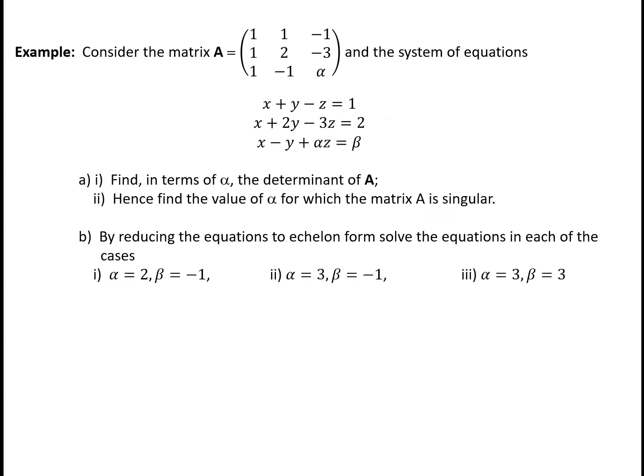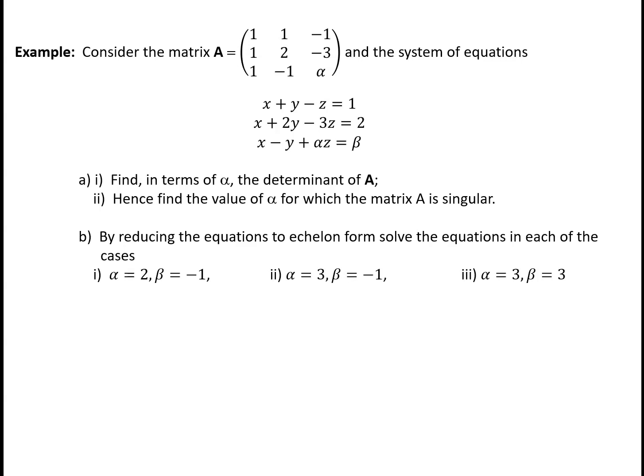So as an example, consider the matrix A, which is (1, 1, minus 1), (1, 2, minus 3), (1, minus 1, alpha), and the system of equations x plus y minus z equals 1, x plus 2y minus 3z equals 2, x minus y plus alpha z equals beta. We've got to find in terms of alpha the determinant of the matrix, and we've got to find the value of alpha for which the matrix is singular.